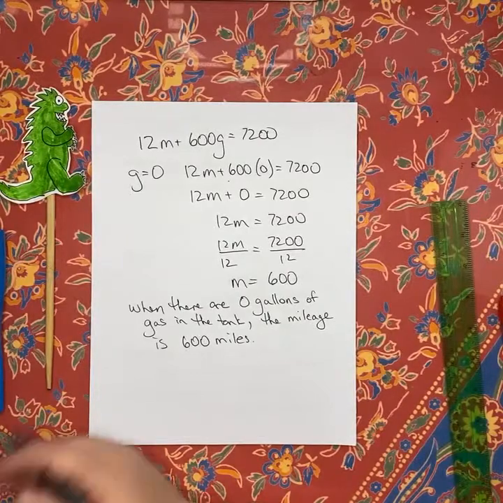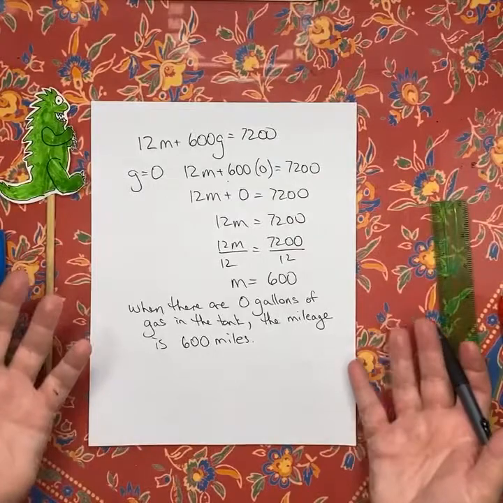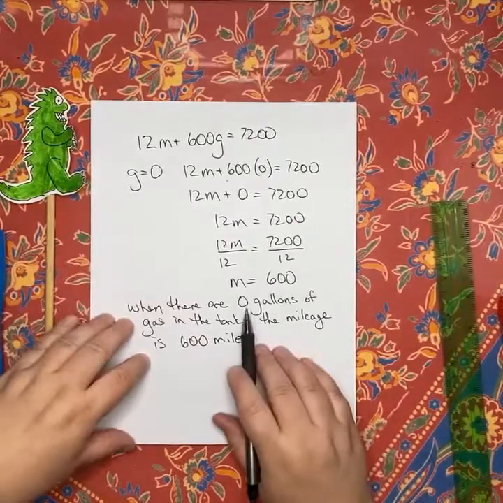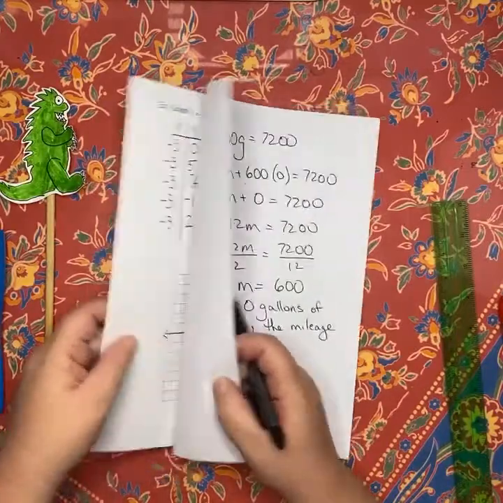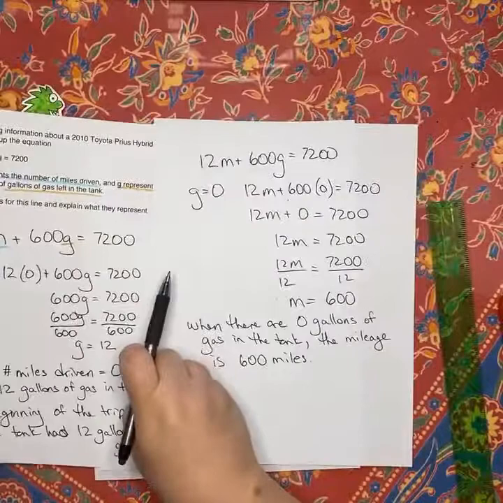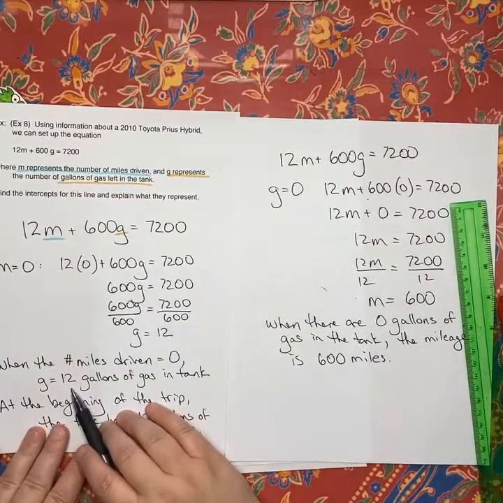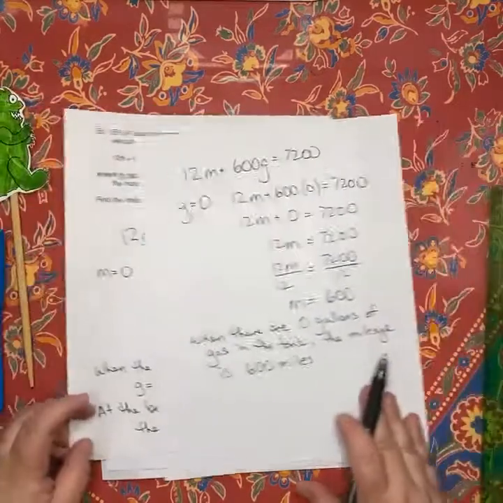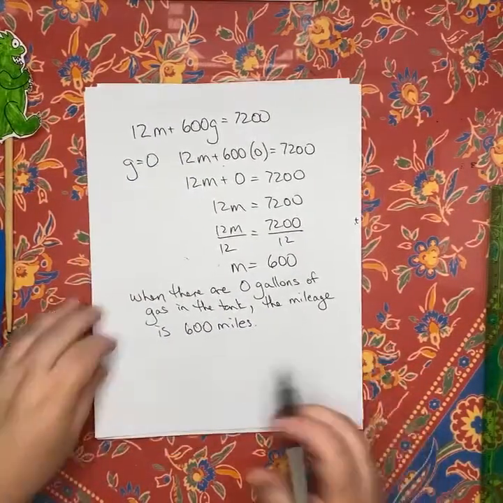Okay, so let's take a look. What does this mean? When there are 0 gallons of gas in the tank, the mileage is 600. That's weird. When would there be 0 gallons of gas in the tank? Well, when we started, we had 12 gallons of gas. So now there are 0 gallons of gas. So what do you think happened? Yeah, we drove.